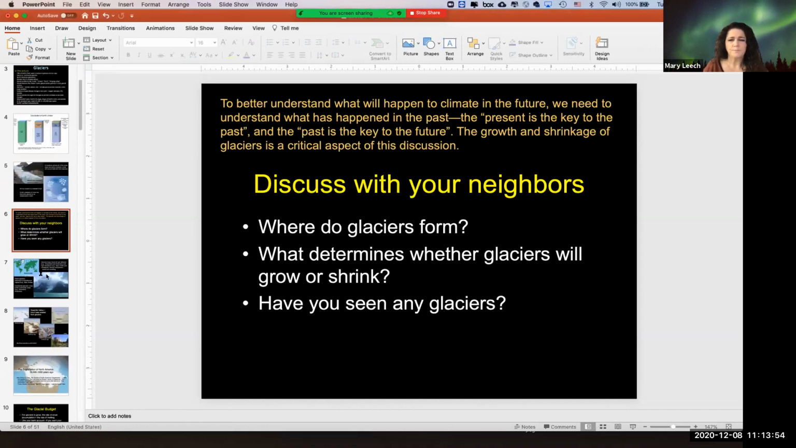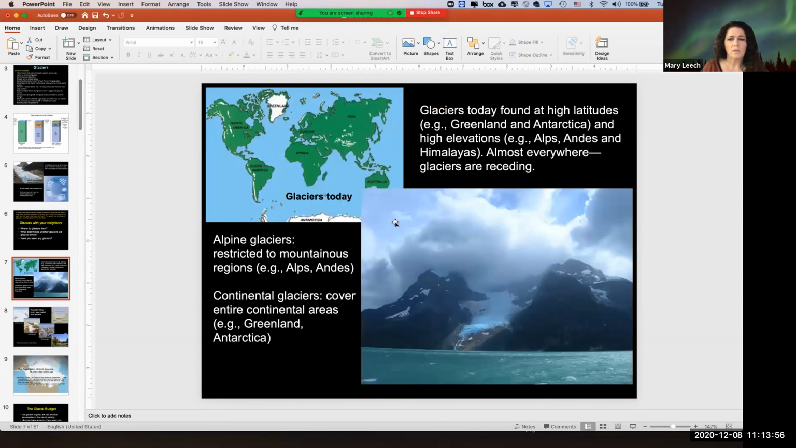Okay, where are we? All right, so glaciers are found today at high latitudes. There are small glaciers, like in the mountains in the Cascade Range. Even in the Sierra Nevada, there are small glaciers that are really high up on the north facing slopes, because they're exposed to less sun there.